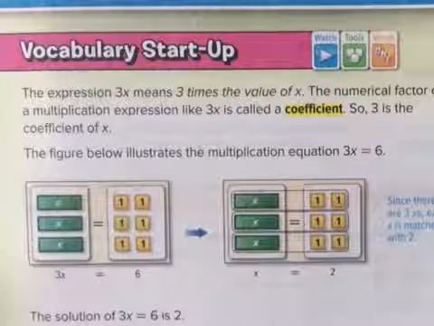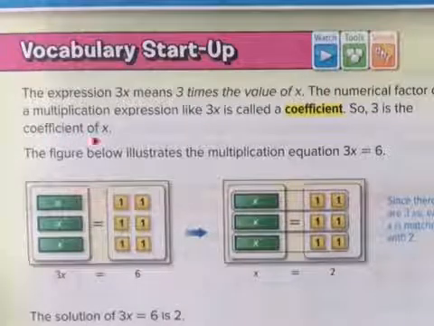If x is 2, this entire expression is 6. If x is 4, this entire expression is 12. So this is codependent on the variable, so we call it a coefficient. So 3 is the coefficient of x.